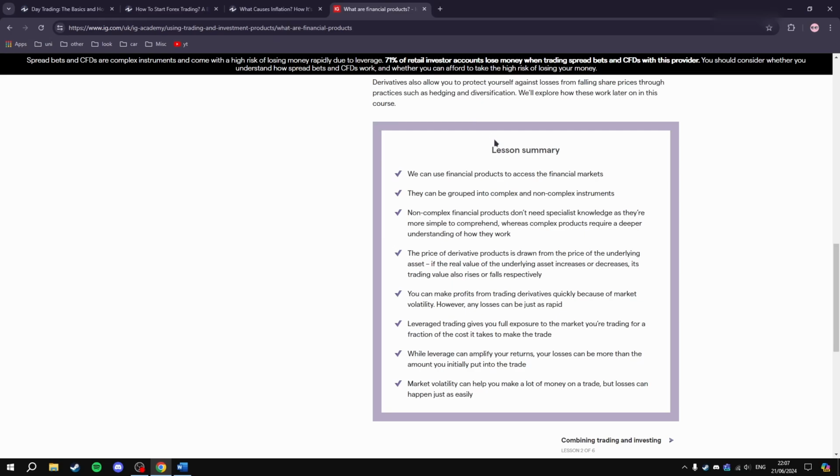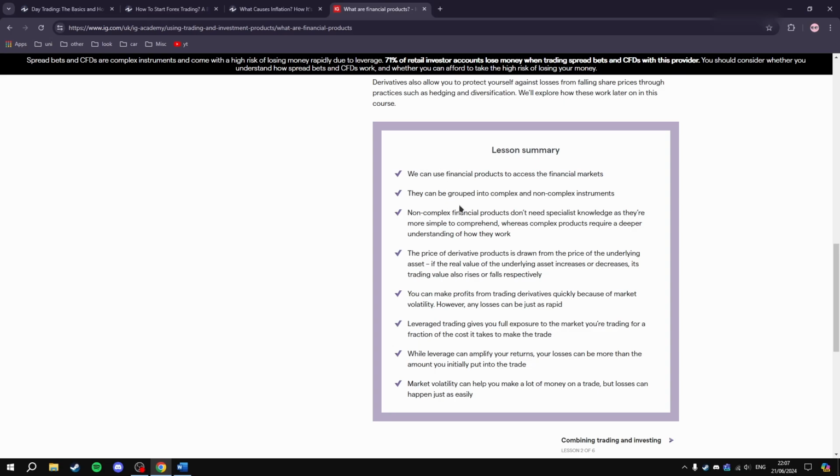Derivatives also allow you to protect yourself against losses from falling share prices through practices such as hedging and diversification. We'll explore how these work later on in this course. So, lesson summary. We can use financial products to access the financial markets.